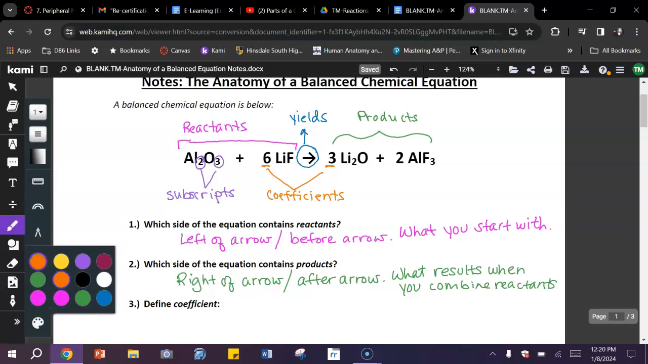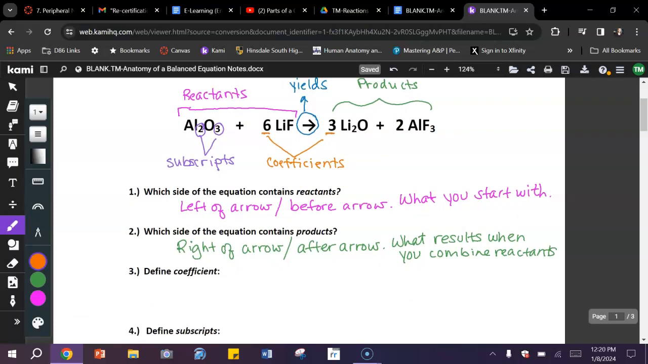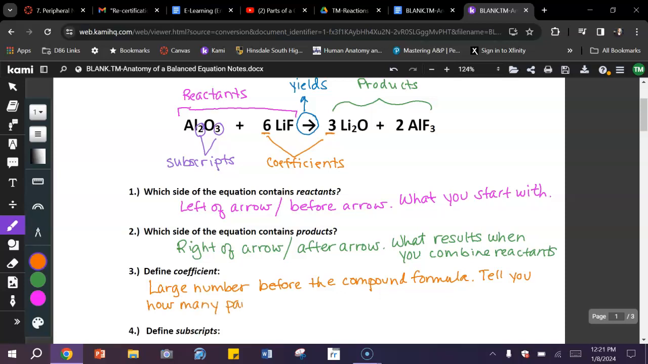So as I drew on the equation, a coefficient is a large number that is found before the compound formula. It is going to tell you how many particles are involved in the reaction.